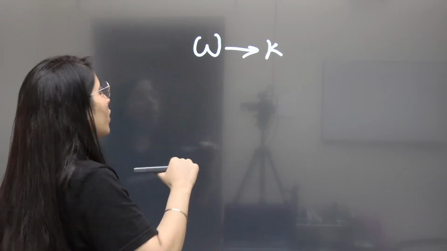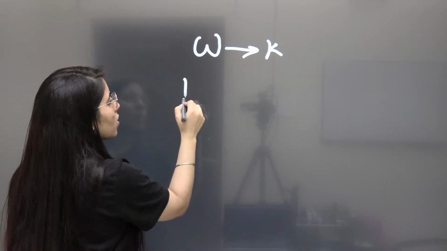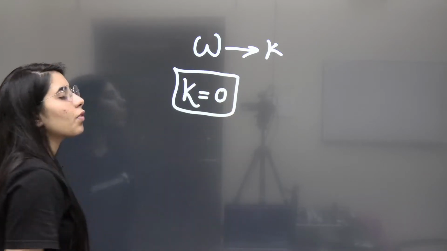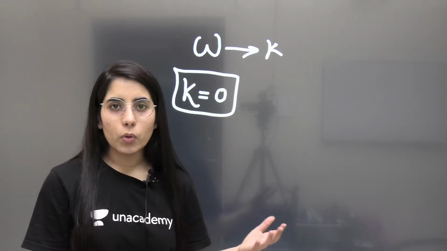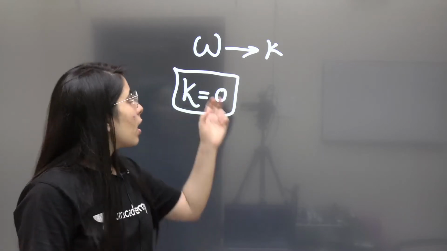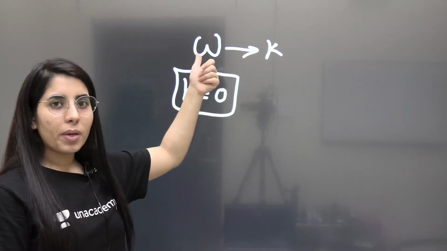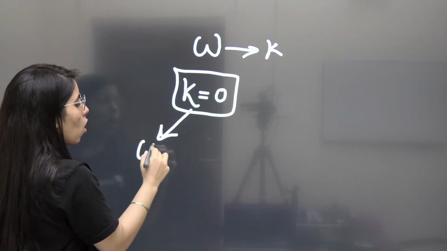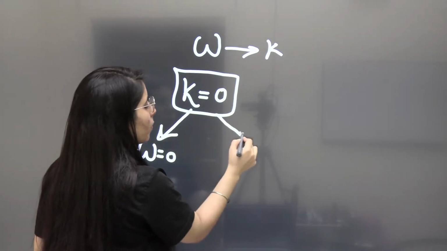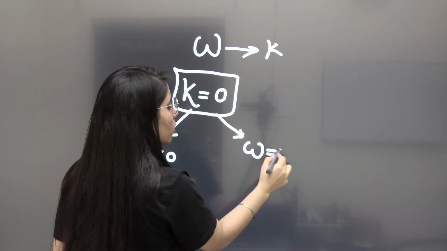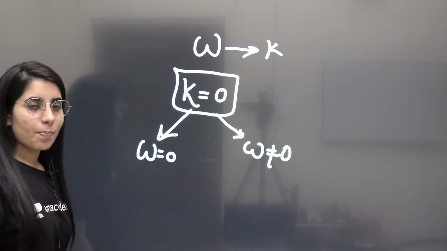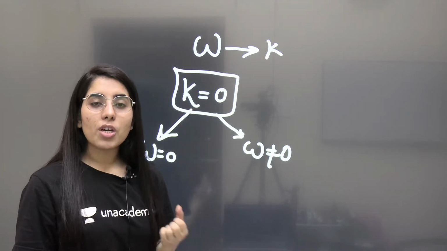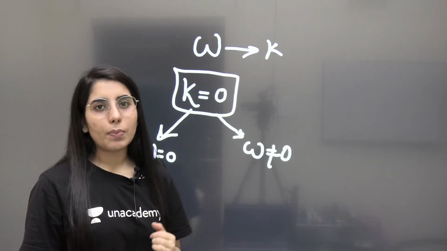Now in this dispersion relation, what you will do is put k equal to 0. In any given relation, if you put k equal to 0, there are two possibilities. As k is present in omega's expression, either it will make omega 0 or it will give you omega non-zero. There are two different possibilities. I'm going to tell you when you will say it is the optical branch and when you will say it is the acoustical branch.